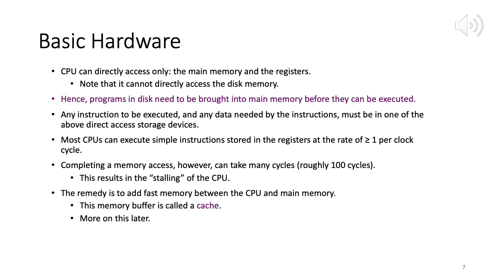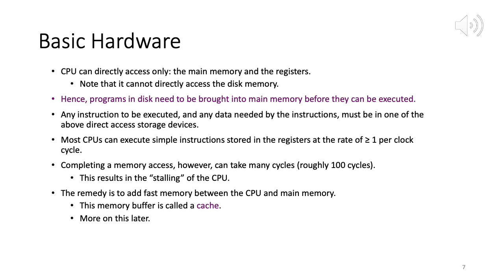All right. Now I am on slide 7, and here we're still talking about background and basic hardware. As far as direct accesses are concerned, the CPU can directly access only the main memory and the registers. For now. The others can also be there, for example cache. But the main important point is that the CPU cannot directly access the disk memory. Disk accesses are very expensive, and we want to minimize them as much as possible.